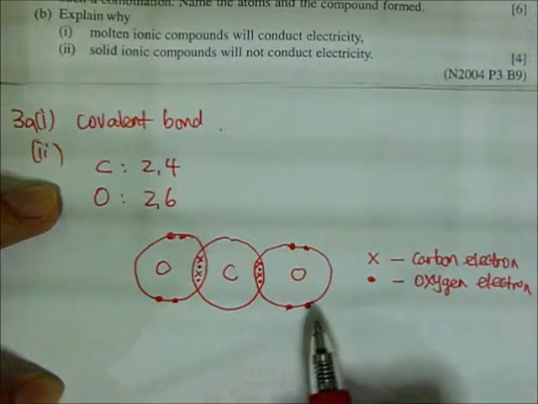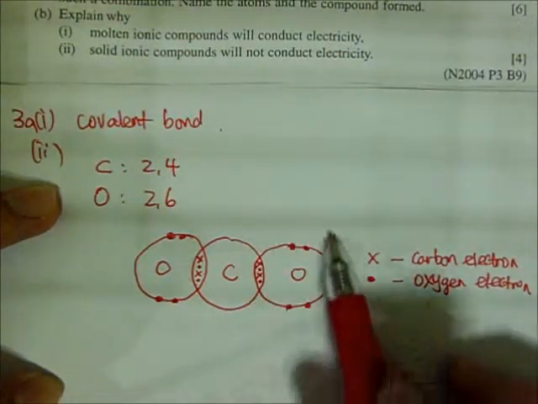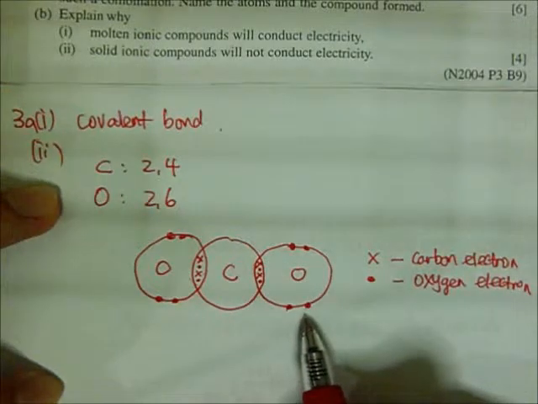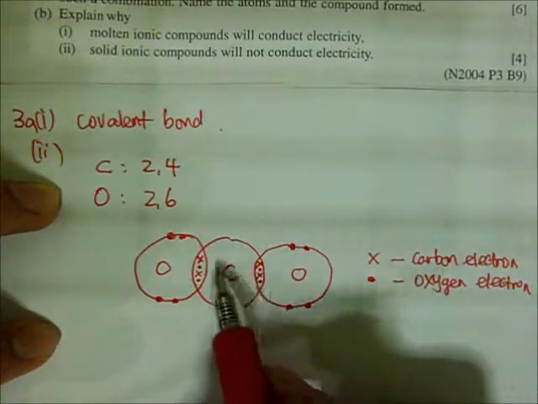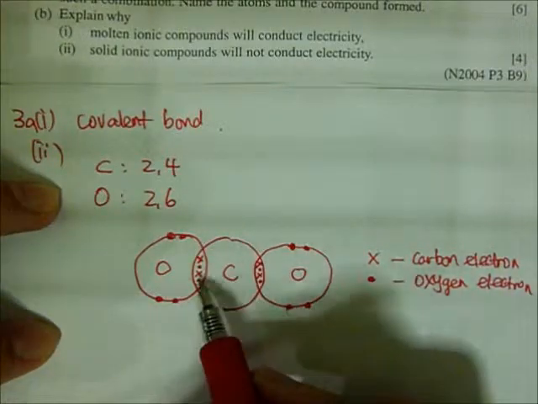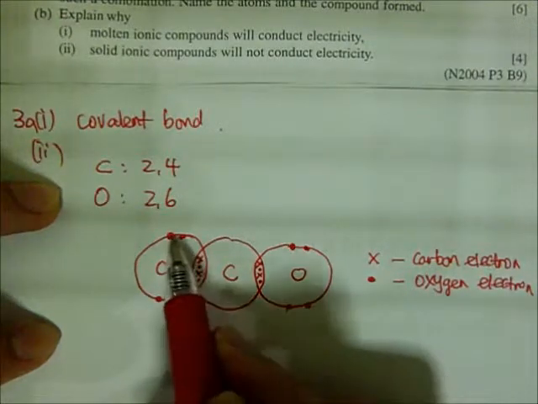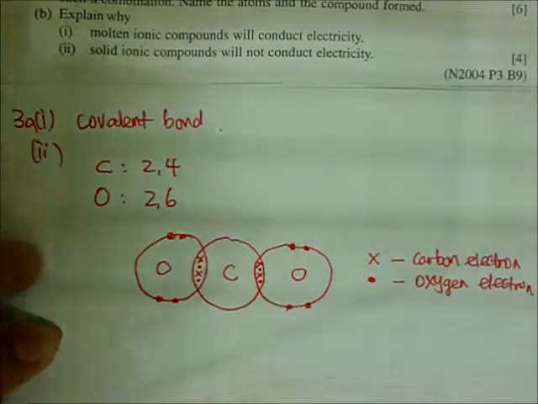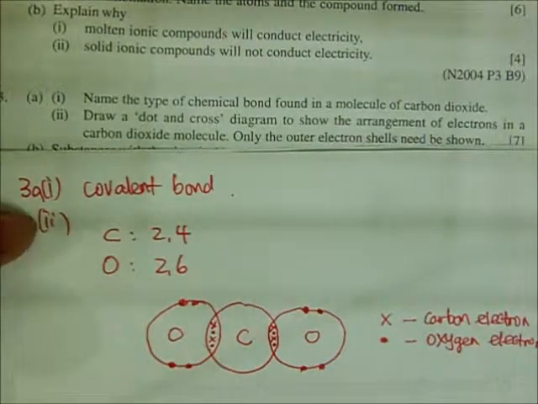And then after that you have to double check for oxygen the total number of valence electrons. It must be 8 because it is stable: 1 2 3 4 5 6 7 8. For carbon also it must have 8 electrons: 1 2 3 4 5 6 7 8. For this oxygen also must have 8 electrons: 1 2 3 4 5 6 7 8. So it's correct. So this is the dot and cross diagram for carbon dioxide.